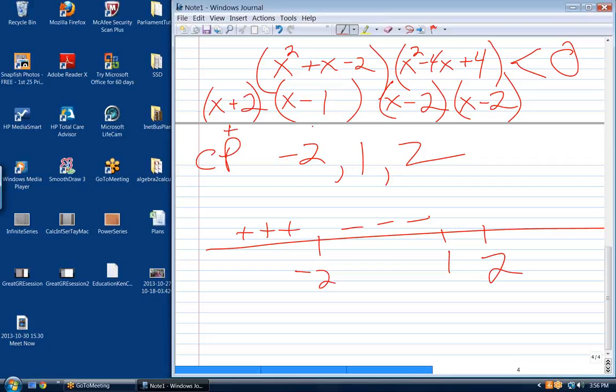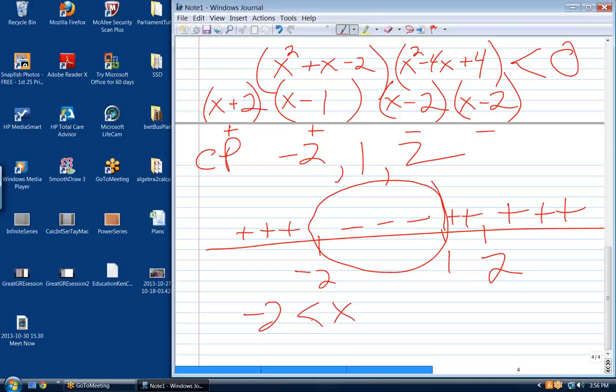Positive, positive, negative, negative. So it's negative. And then a number to the right of 2: positive, positive. They're all positive. So our solution is only there. So x has to be greater than negative 2 and less than 1.